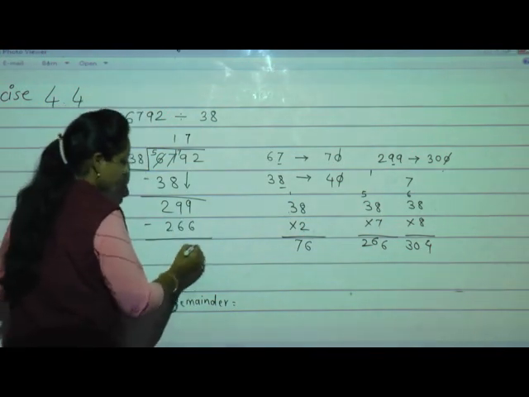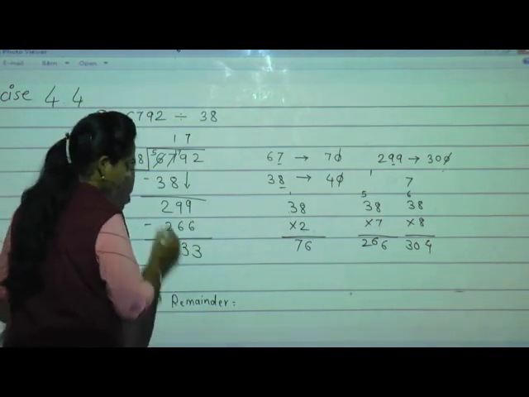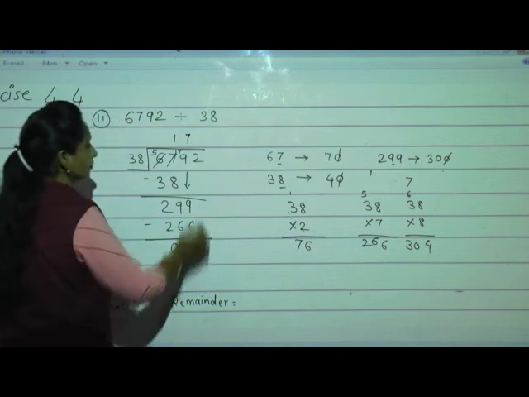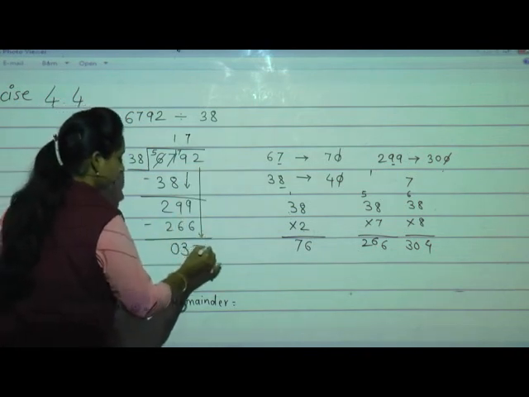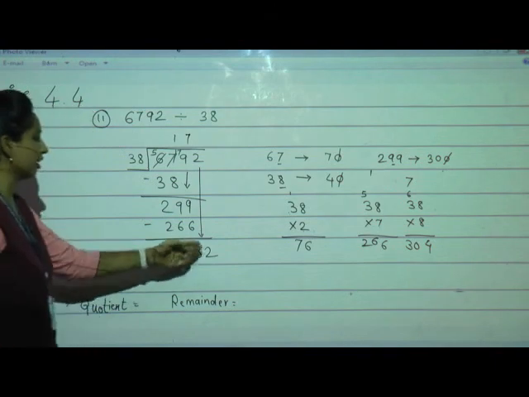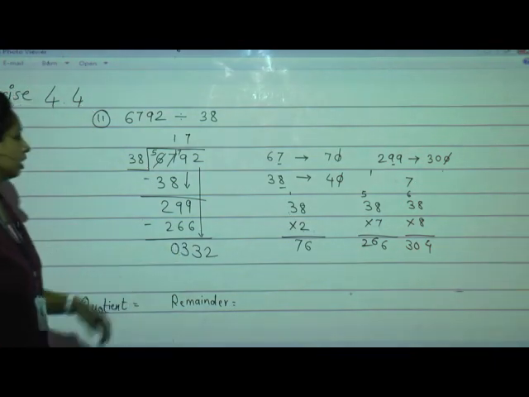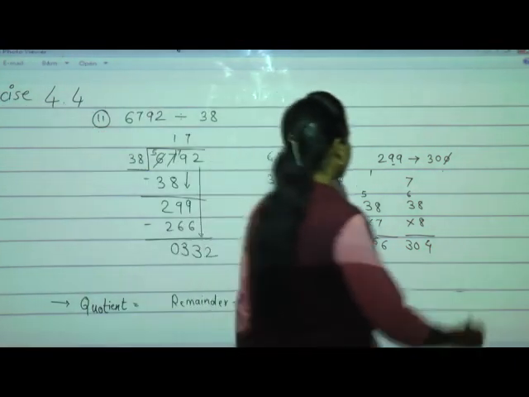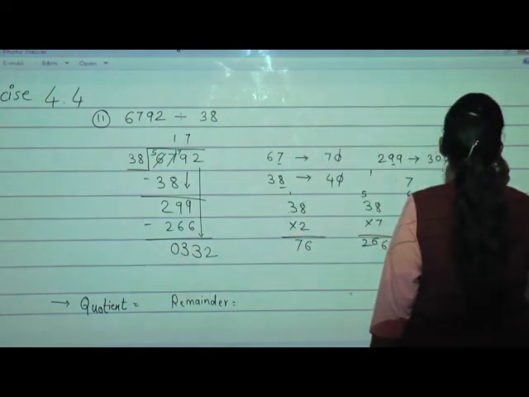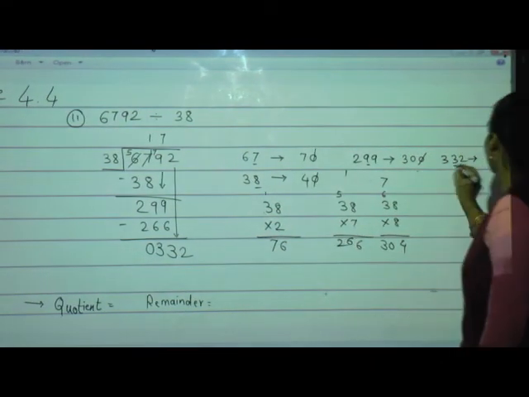Now we will subtract. 9 minus 6 is 3. 9 minus 6 is 3. 2 minus 2 is 0. Now bring down the next number, that is 2. Now what do we have? 332. Okay. Now we will round off this 332 to the nearest 100.